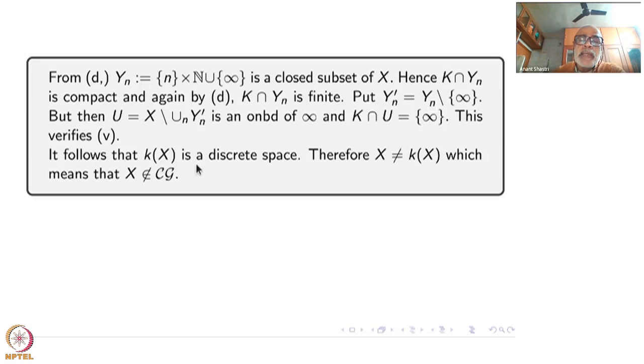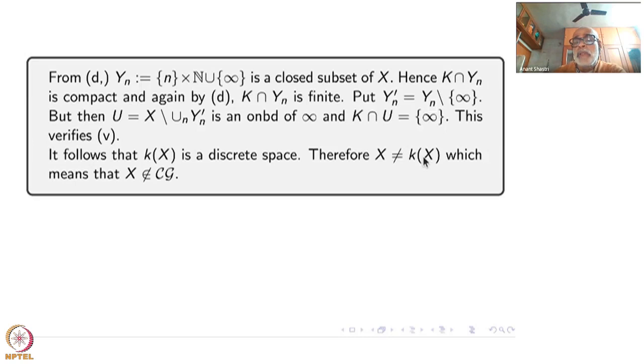So it follows that Kx is a discrete space. Why? Because we have proved that every compact subset is finite. Take an open subset, intersect it with the compact set. What do you get? Automatically, if it's a finite subset of a discrete space, they are open. And conversely, take any set, intersect it with a K, K is finite already, so all finite subsets are open. In particular, all singletons are open, so that will mean that everything is open. So Kx will be a discrete space. X is not discrete. Therefore, X is not equal to Kx.